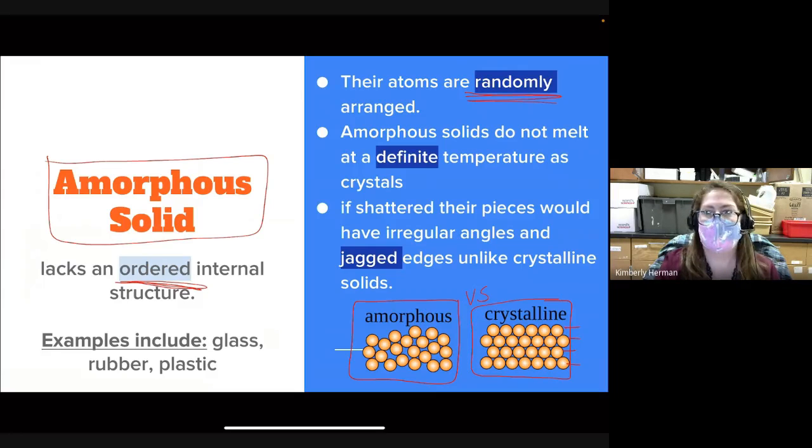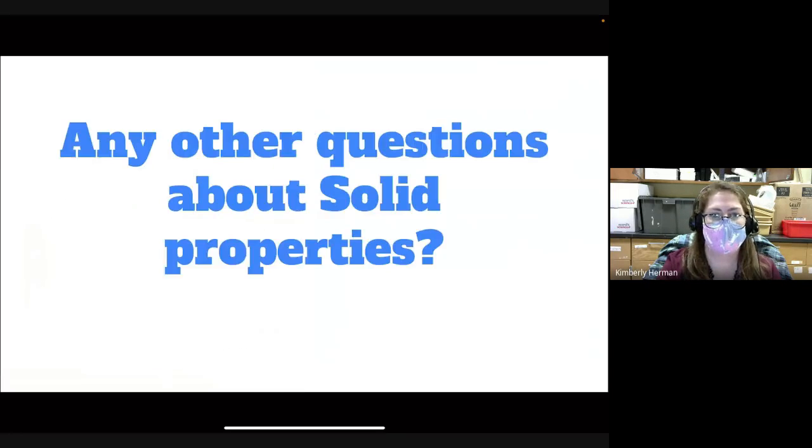So at this time in class, we are done our solids. So we're just looking back at these properties to ask if we have any questions.